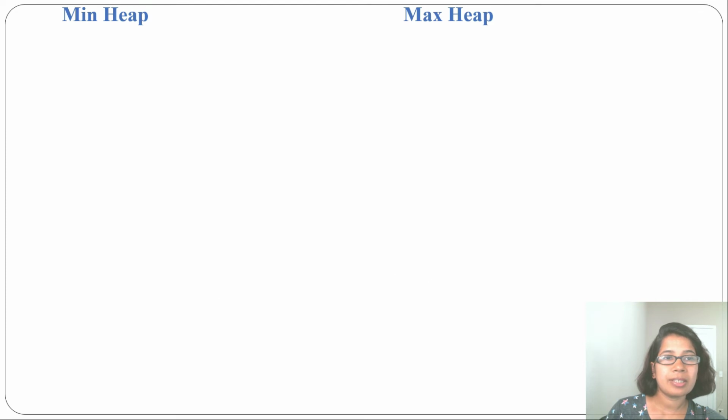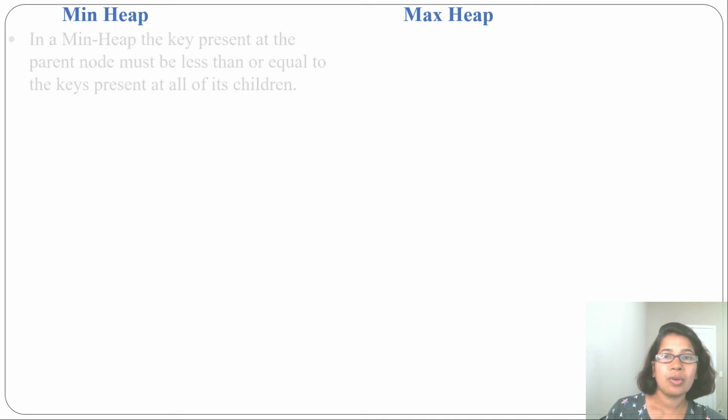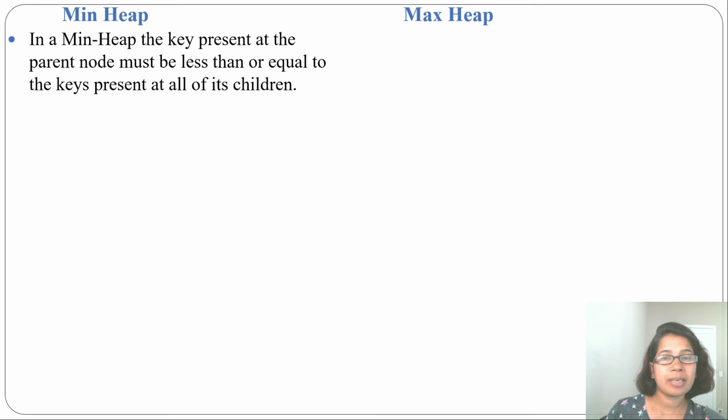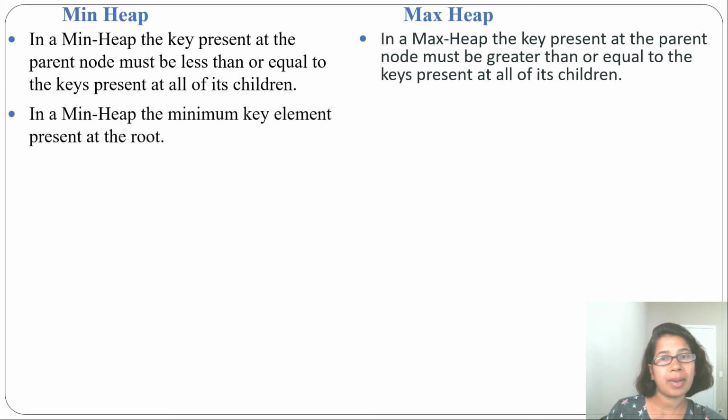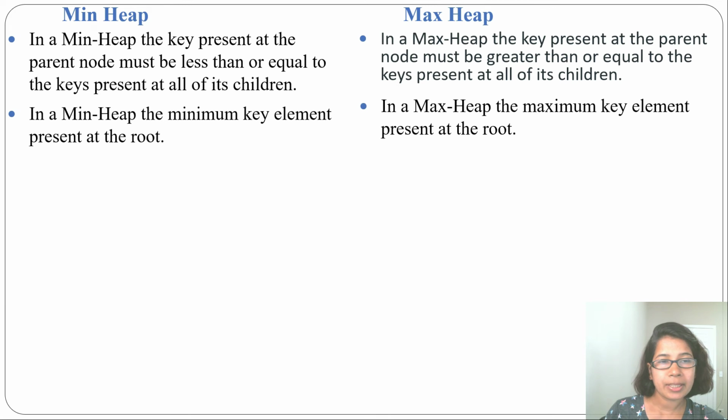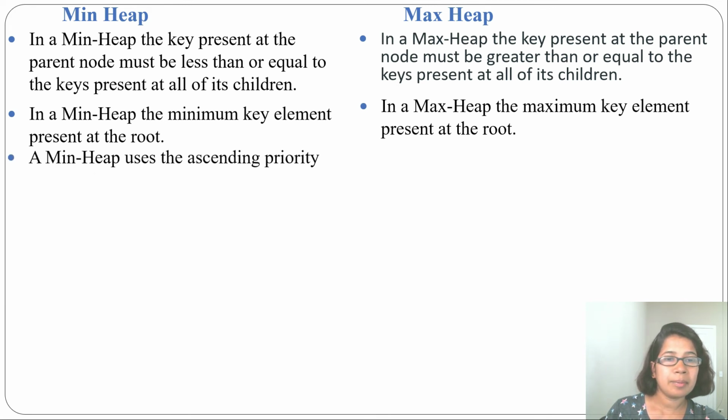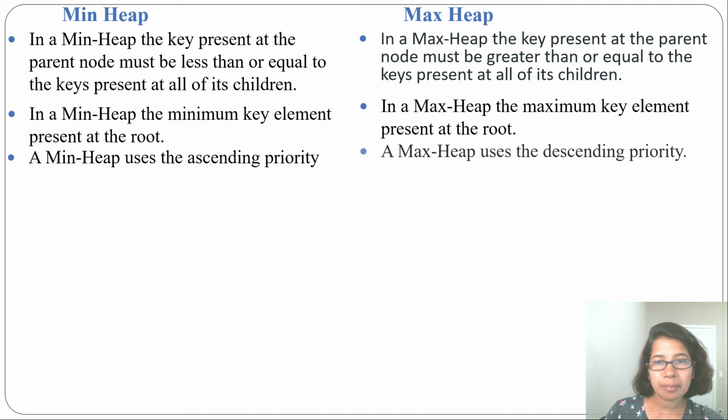Next I will discuss the difference between min-heap and max-heap. In case of min-heap, parent value is always less than or equal to its child, while in case of max-heap, parent value is always greater than or equal to its child. Next, in min-heap, root contains the minimum element, while in max-heap, root contains the maximum element. Min-heap uses ascending priority while max-heap uses descending priority.